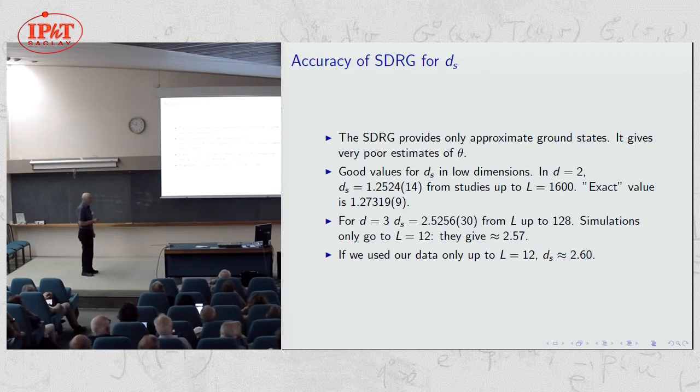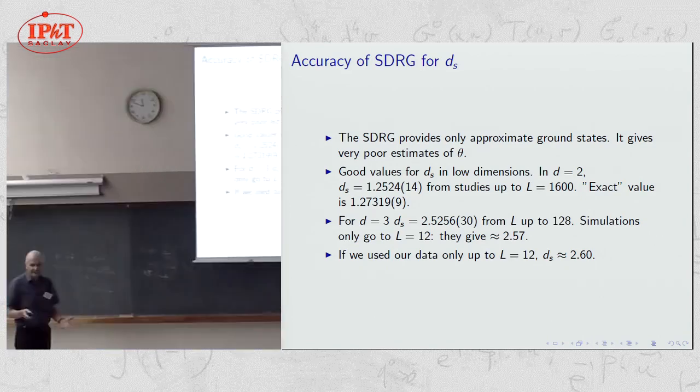For d equals 3, we get this number here for L up to 128, and simulations only go up to L equals 12 or thereabouts, and they give a value 2.57. Now, of course, Enzo would say it gives a value 3, but that's a different way of fitting. Now, if we only had our data up to L equals 12, we would have reported that ds is 2.6. So there are considerable finite size effects, even in the context of the SDRG.